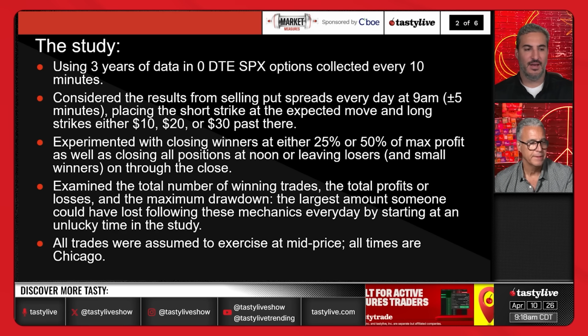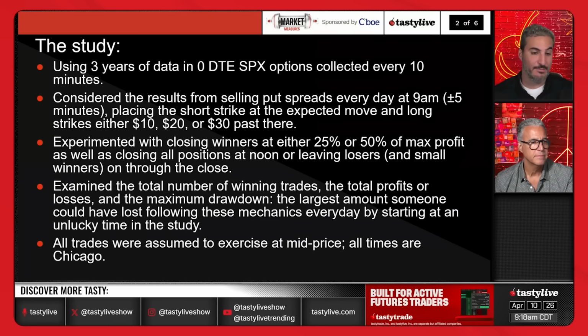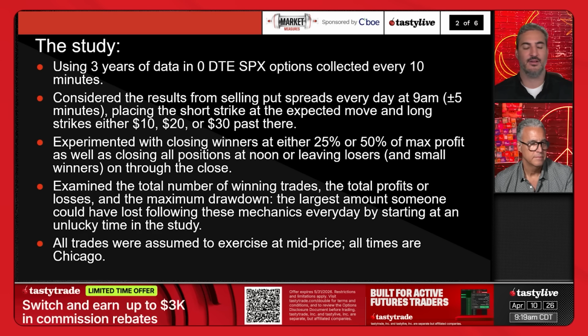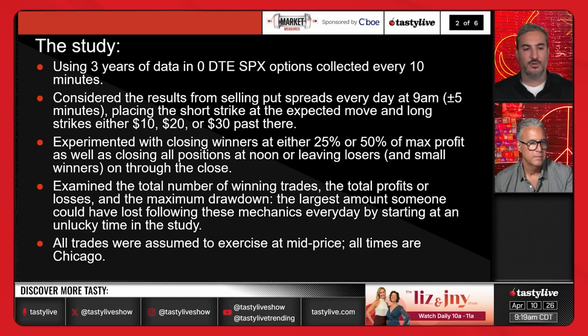So we're going to consider the results from selling put spreads every day at 9 a.m. So that's our spot for the opening trade. We're placing the short strikes at the expected move and then the long strike either $10, $20, or $30 wide. So just doing different widths here. We're experimenting with closing winners at either 25 or 50% of the max profit. We've talked about with these one-sided trades, targeting a higher profit potential versus the neutral trade, doing a lesser profit potential, as well as closing all positions at noon or leaving the losers on until expiration.